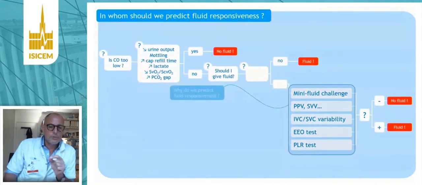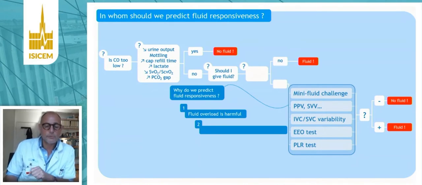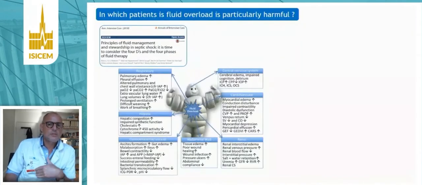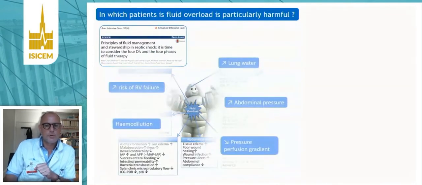Then, to go further, we should ask, why should we predict fluid responsiveness? And here I will focus on the ICU context. The first reason is that fluid is toxic. Fluid overload is harmful, and today it is very clearly demonstrated. Excessive fluid infusion may lead to a myriad of deleterious effects.